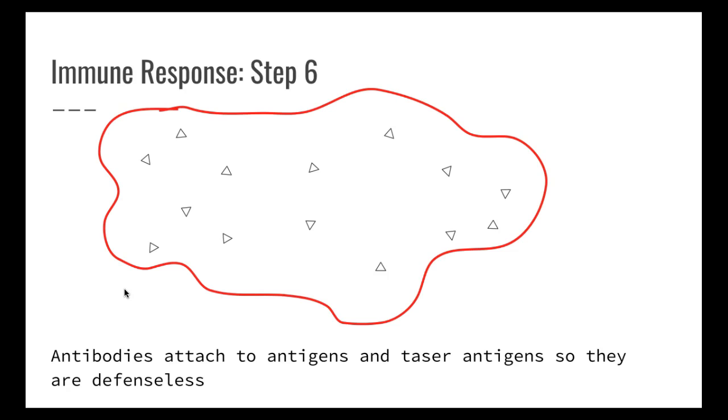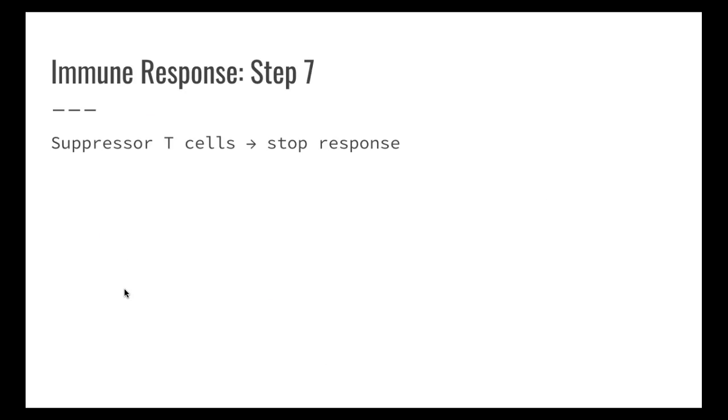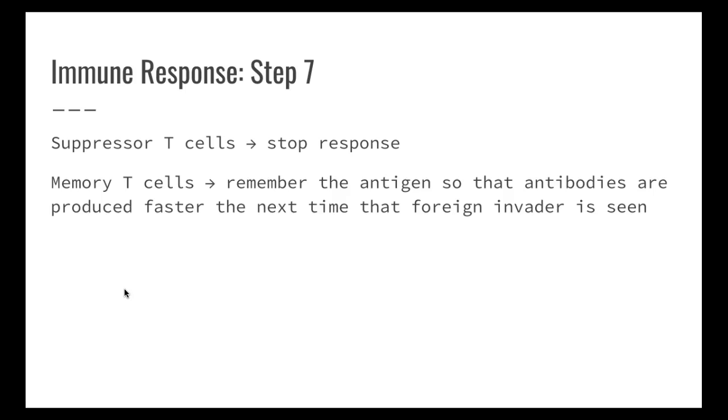So because we're done destroying the foreign invader, the last thing that we have to do is stop the response using the suppressor T cell, and then we have to use the memory T cell just to make a copy of that antigen. It puts it in like the memory filing cabinets that your white blood cells have, and that means that if I ever come across the same antigen, I know exactly what antibody to create, and it will take me way less time to fight off this bad guy. So that is all of the immune response.